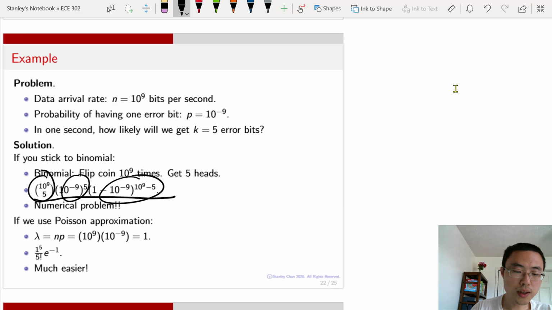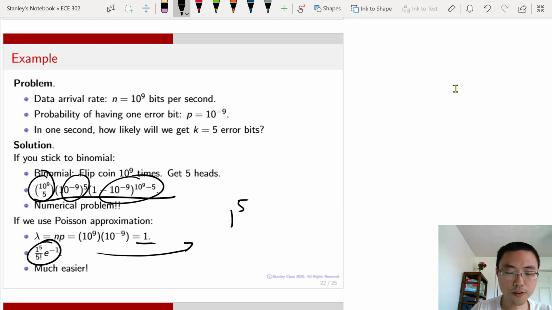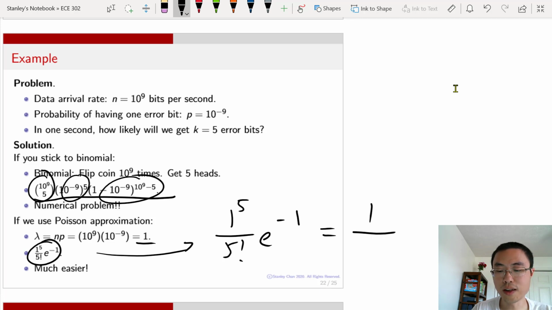Well, now if you plug into the Poisson approximation, you know that lambda equals n times p, which is 1. And you plug into the Poisson equation, this is this quantity. And this is a lot more manageable. Why? Because 1 to the power 5 divided by 5 factorial times e to the minus 1. How bad can this be? This is just 1 divided by 5 factorial, right?